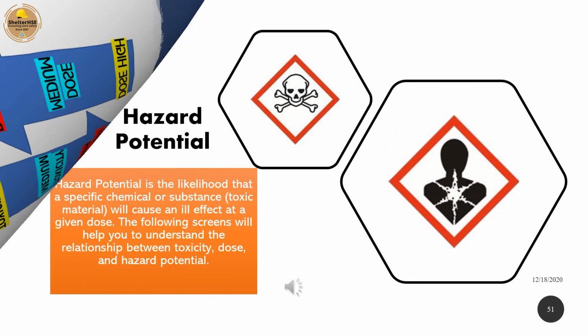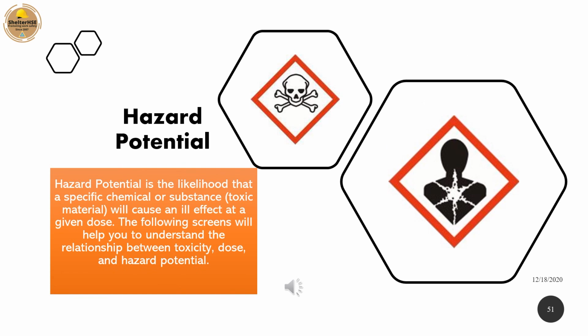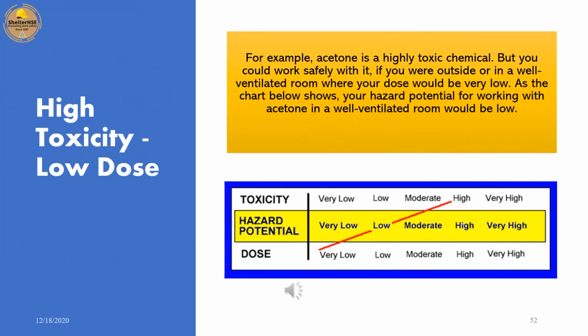Hazard potential is the likelihood that a specific chemical or substance, toxic material, will cause an ill effect at a given dose. The following screens will help you to understand the relationship between toxicity, dose, and hazard potential. For example, acetone is a highly toxic chemical. But you could work safely with it if you were outside or in a well-ventilated room where your dose would be very low. As the chart below shows, your hazard potential for working with acetone in a well-ventilated room would be low.